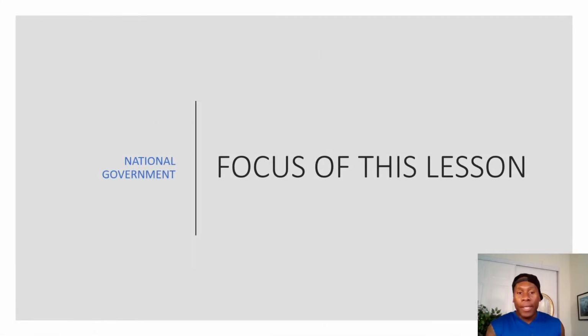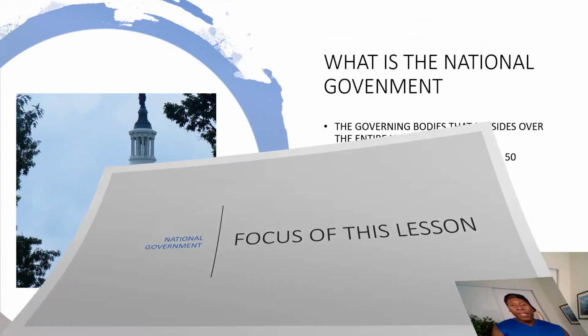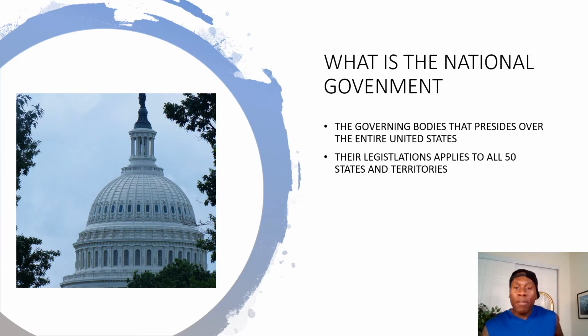As I said, the focus is on the national government of the United States and how the election goes. So let's start going through those slides. What is the national government? As the slide shows, the national government is pretty much the sovereign ruling entity of the country. It's the body that presides over the entire United States. The legislation or rules that they pass apply to everyone in every state.